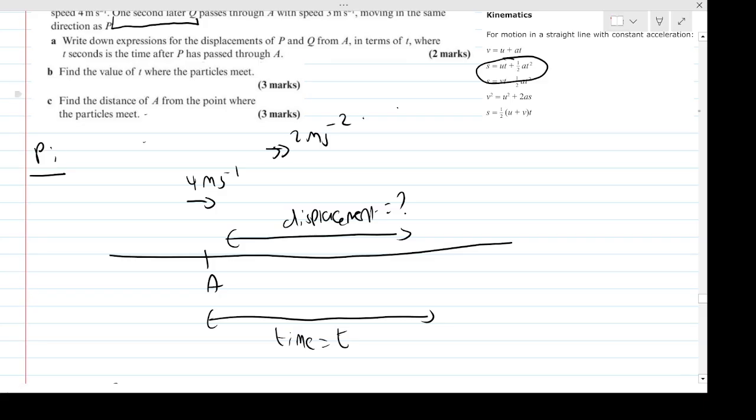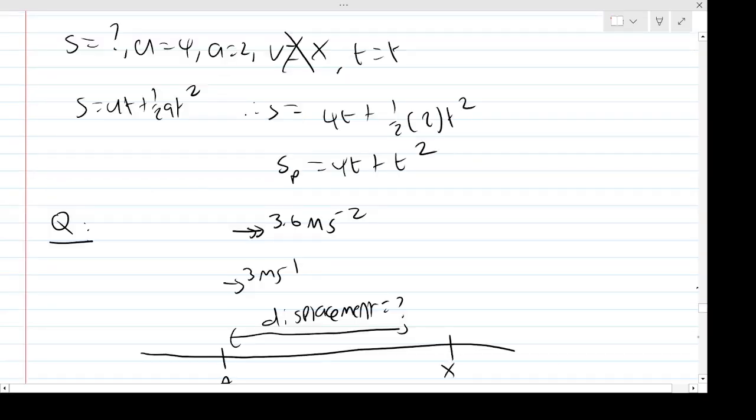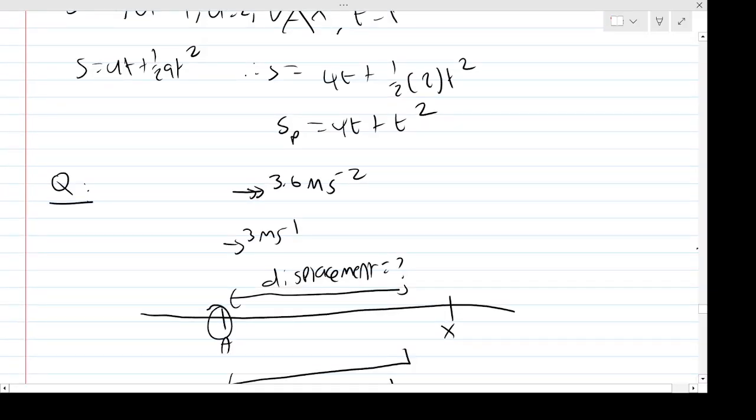Then part B says find the value of T when the particles meet. So when the particles meet, that means obviously they're going to be at the same point, right? So if this is x here, let's say they meet at point x. If we measure from A in both of them and the same point x, these 2 points are the same in both journeys, so the displacements will be the same. The distance they both travel from A to x, right? If they both meet at x, that means the displacements have to be equal here, okay? If that makes any sense.